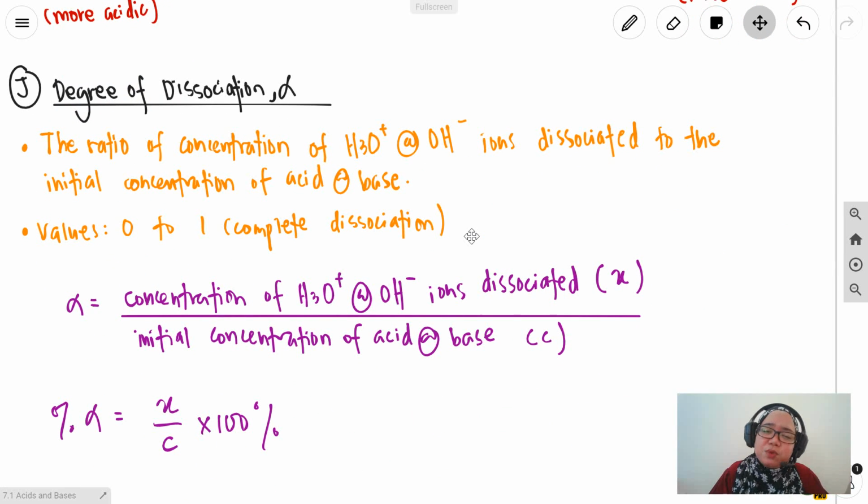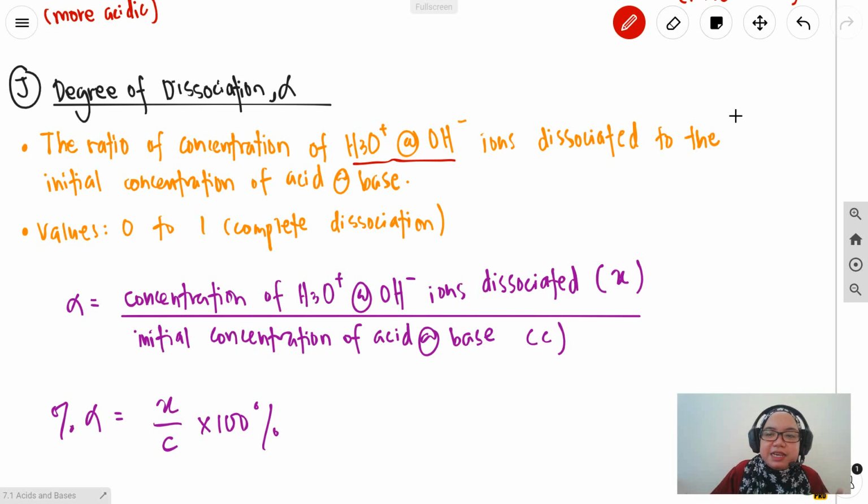We have learned this as well in chapter 6. It's the same, it's the ratio of concentration, but just a little different. Here we are specific to acid and base. So, the ratio of concentration of H3O plus or H plus ion or OH minus ion dissociated to the initial concentration of acid and base. Okay, so it has values from 0 to 1. But in terms of percentage, from 0 to 100%.